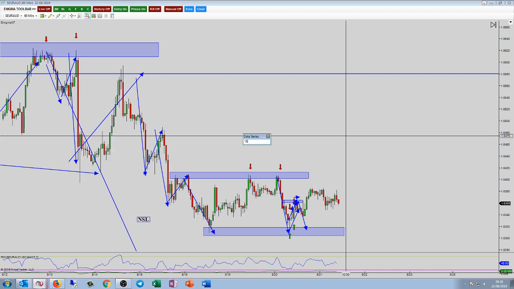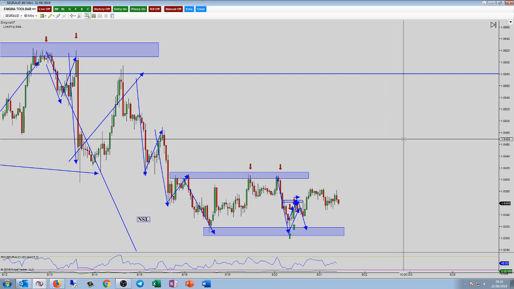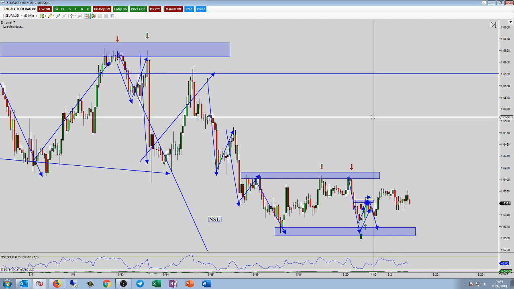There's nothing here, guys. Just take a quick look at the 15. I am just skipping over these currency pairs that have nothing.